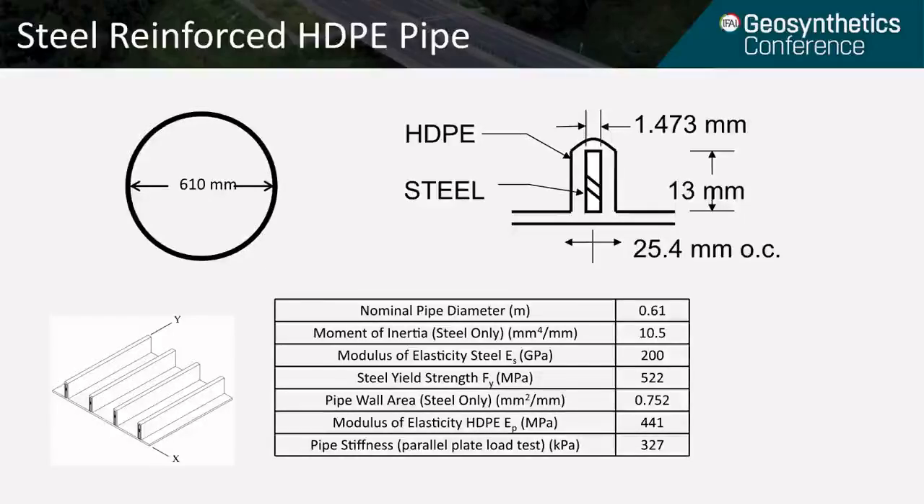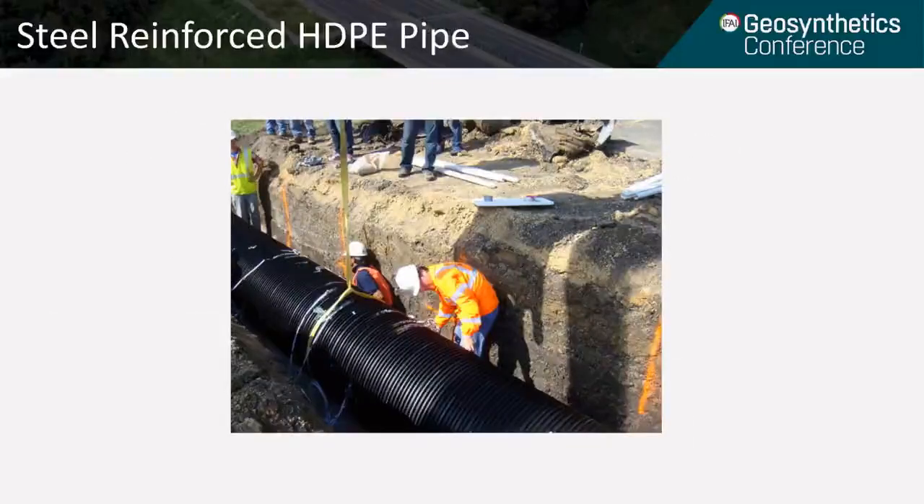In the diagram on the left, you see that the x-axis runs parallel to the pipe, where the y-axis runs perpendicular to the pipe in the circumferential direction, to give you an idea of the orientation of the reinforcing. To further clarify, here is a photo of an example of a steel reinforced HDPE pipe being installed in a separate project.